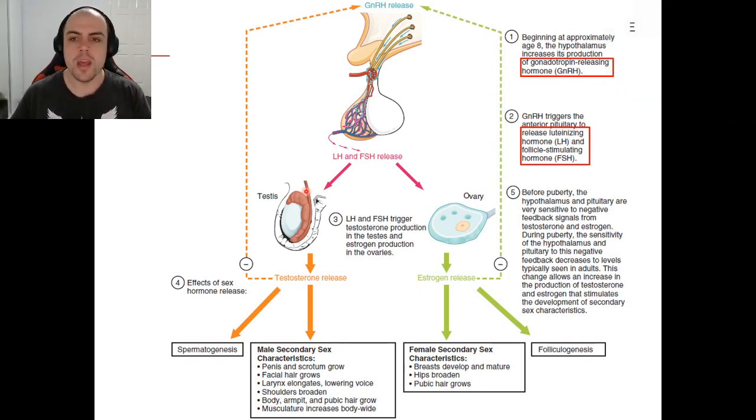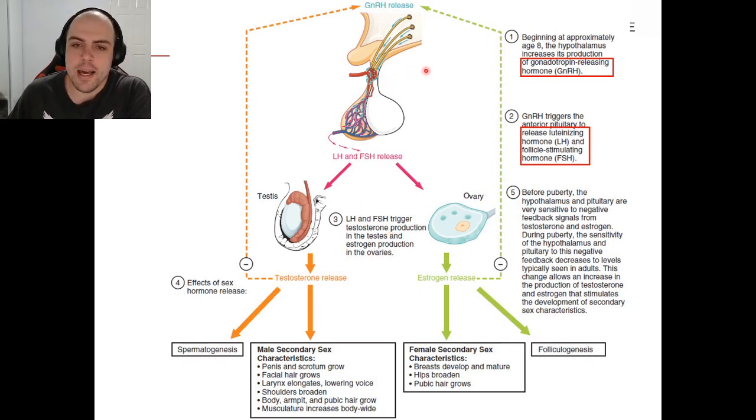Various body signals and body chemicals that help control these systems. And the second thing will be more anatomical, looking at these physical structures. So the first thing I want to look at here is called a negative feedback loop, which is something I'm going to explain a little bit further in a moment.